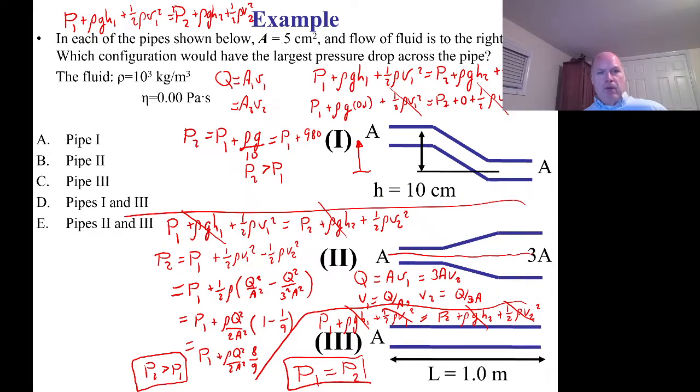Let's see. Which configuration would have the largest pressure drop across the pipe? Pipe 1? No. Pipe 2? No. Pipe 3? That's funny. The one that has the largest pressure drop is going to be C, pipe 3, because the others actually have pressure gains. That's a tricky problem, huh?